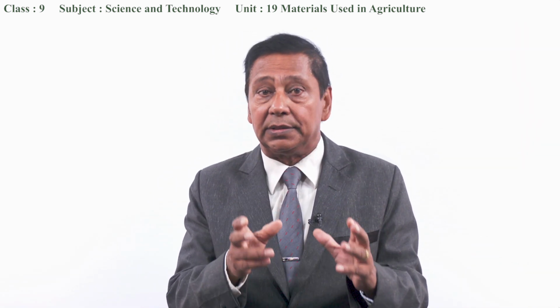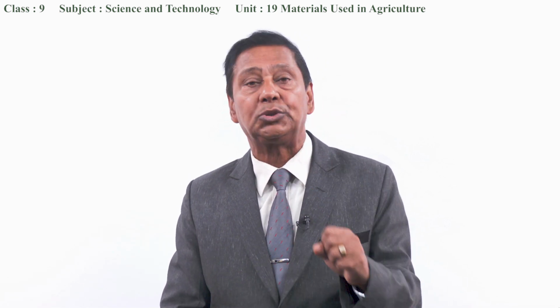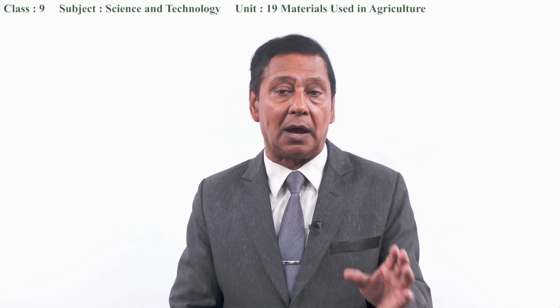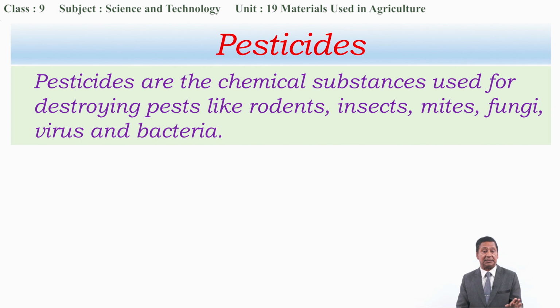Okay, now we are actually concerned with the good growth of plant. That's why the wider definition of pesticide is not so necessary. So, in the context of the use of pesticide in the field, in the context of the agricultural process, we can define pesticide like this. Pesticides are the chemical substances used for destroying pests like rodents, insects, mites, fungi, virus and bacteria. And what are they exactly?